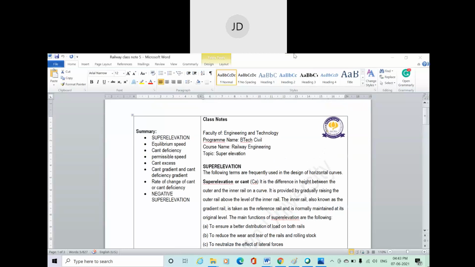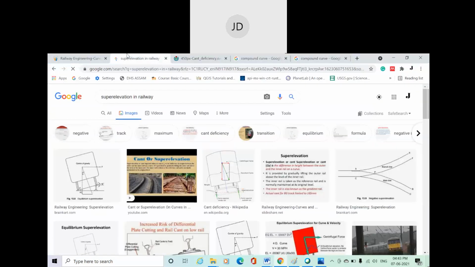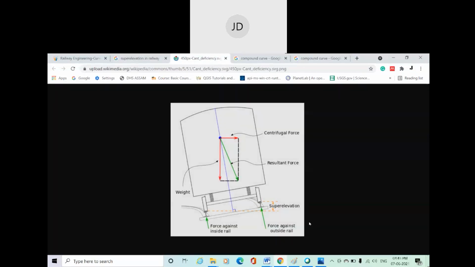So let's go to the super elevation part. These things we have already mentioned, that what is super elevation. So I'll first of all show you a diagram so that we can understand. Even in this diagram, you can see this is a train. This is a cross section of a train moving along a curved track. So this is the central line of the train.